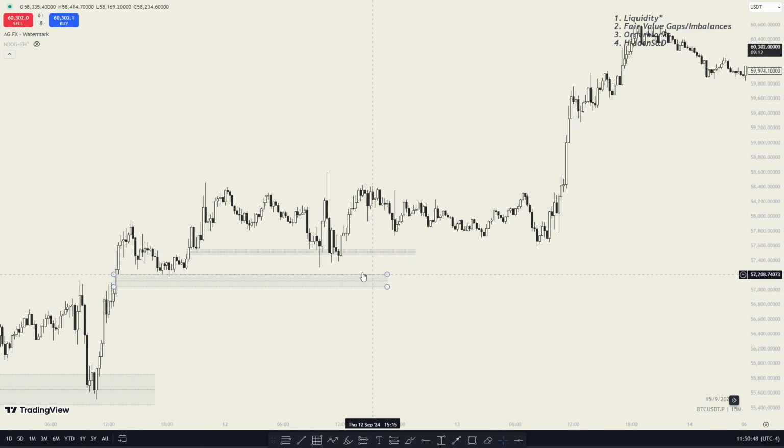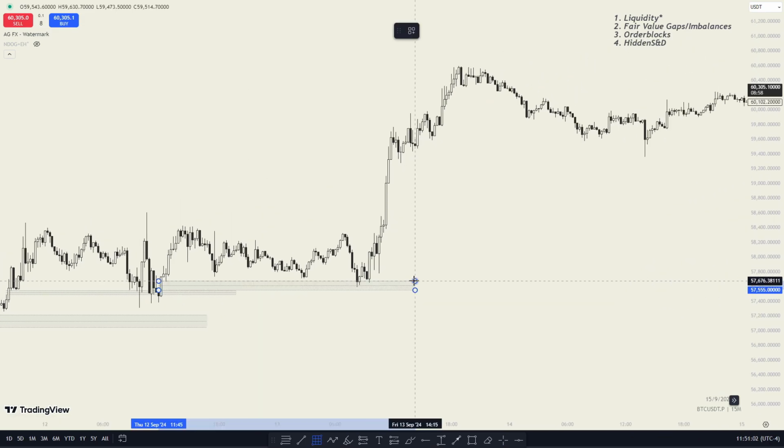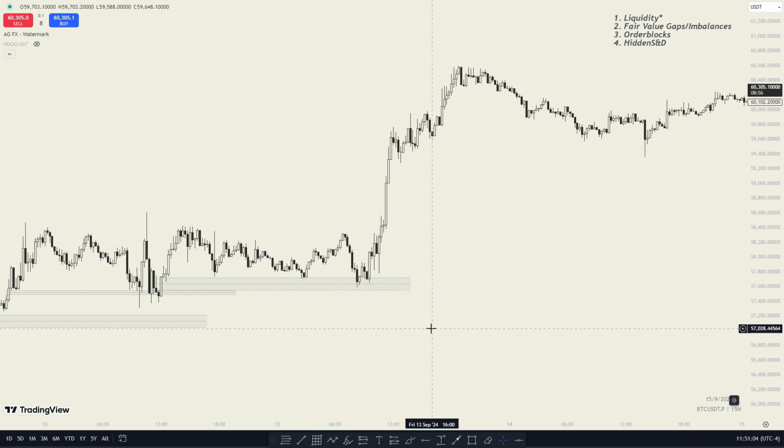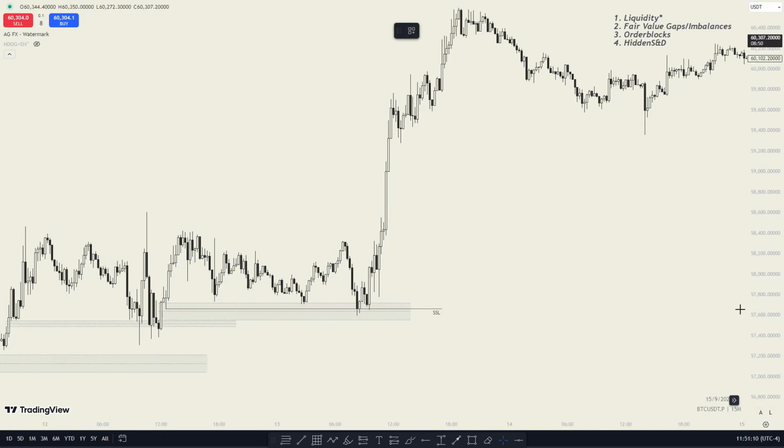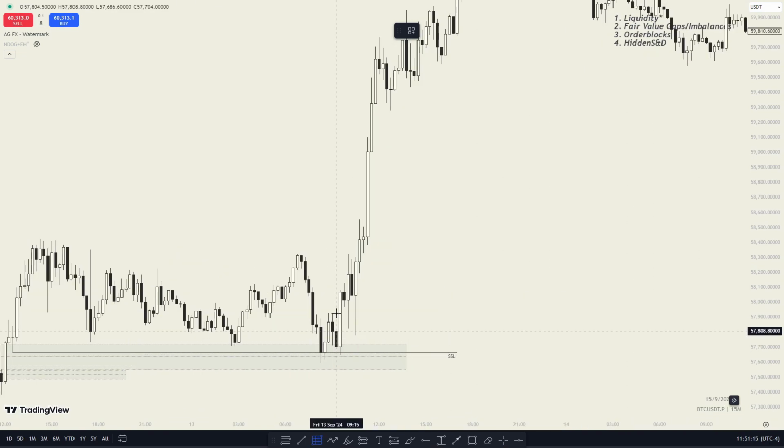Here is another one. You can see that we overshot a little bit, but we didn't close below it, and we overshot it because we mitigated this small zone. Here is another one. Also, it had a low inside it, and as you can see, it worked the same as it works with the zones.